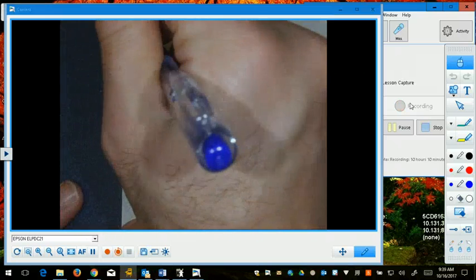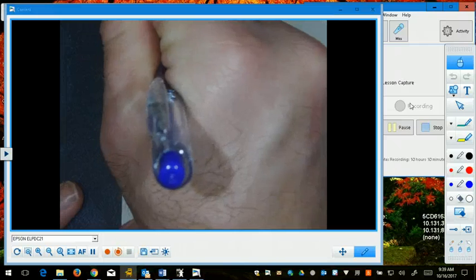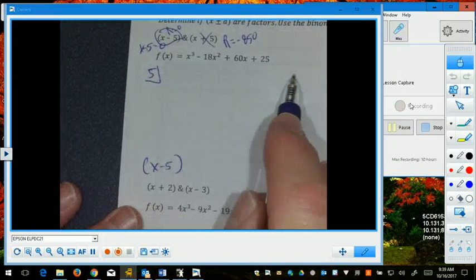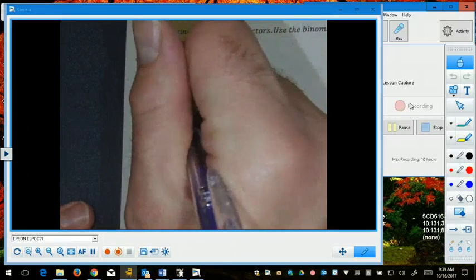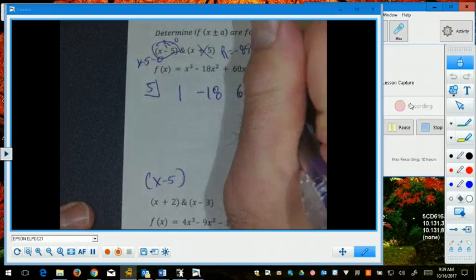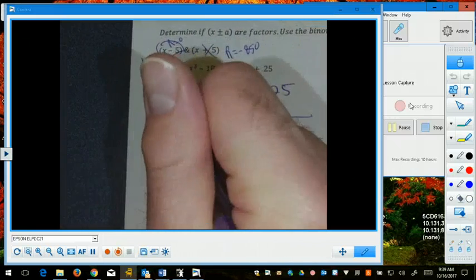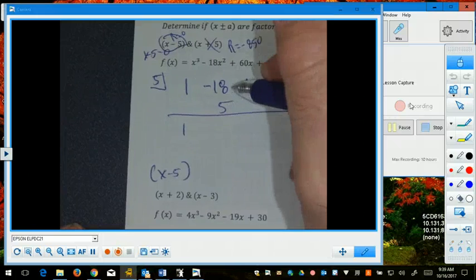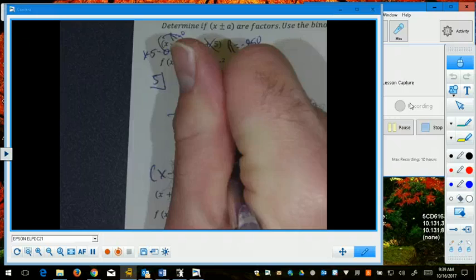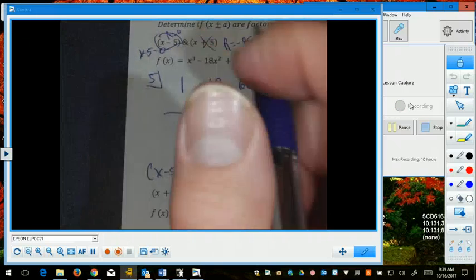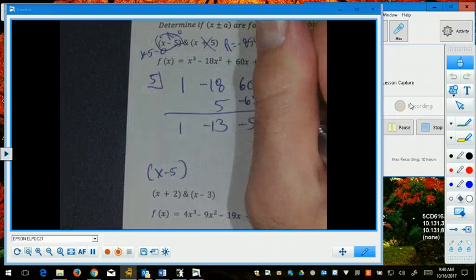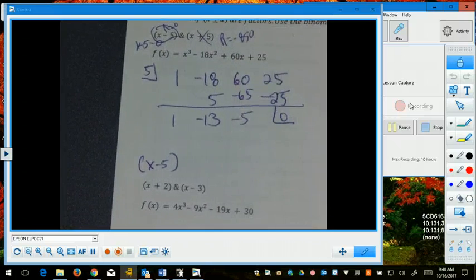And since I'd set that equal to 0, I'm going to put 5 in the box and actually divide away that factor to get the quadratic that remains. Remember to put in 0 for any terms that are missing. On all of these examples, though, there are no terms missing. Bring down our 1, multiply. Add vertically, multiply. Add vertically, multiply. And sure enough, I get a remainder of 0.